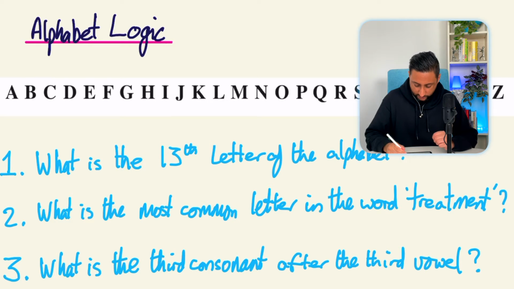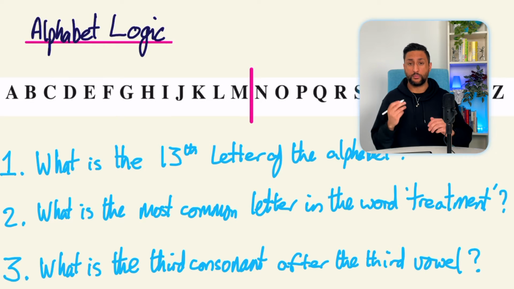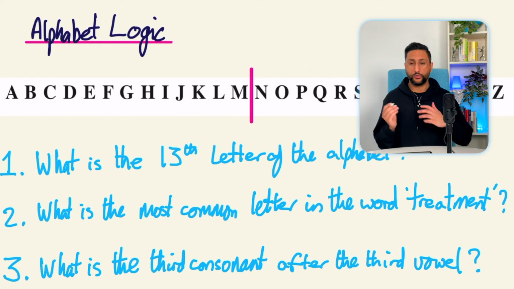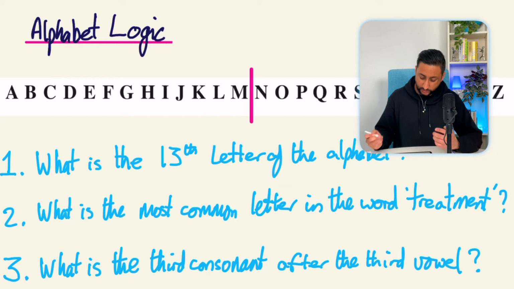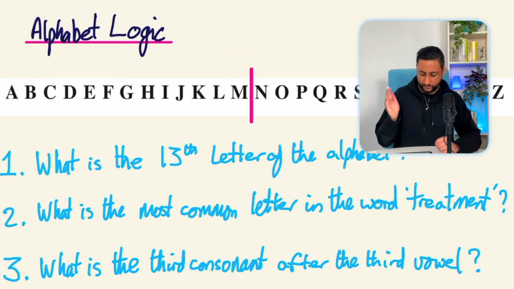So whenever I get these types of questions, I draw a line in between M and N. So if you, for example, get given a question that says, what's the 17th? I'm not going to start from A, I would probably start from N and say 14, 15, 16, 17. So it saves some time in the exam. So the 13th letter of the alphabet is going to be M, just before our midpoint.